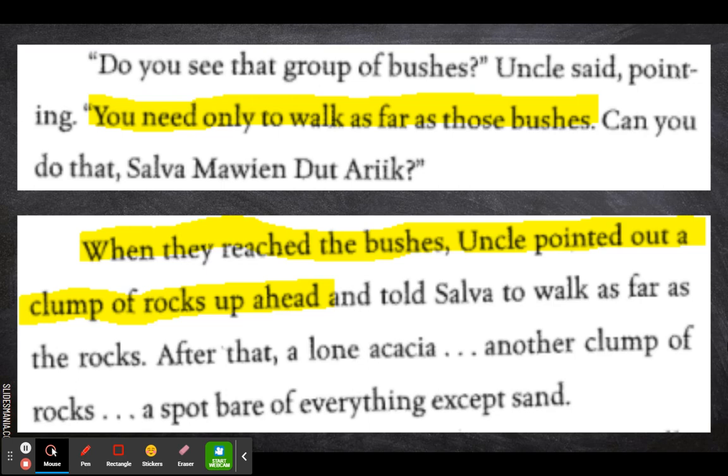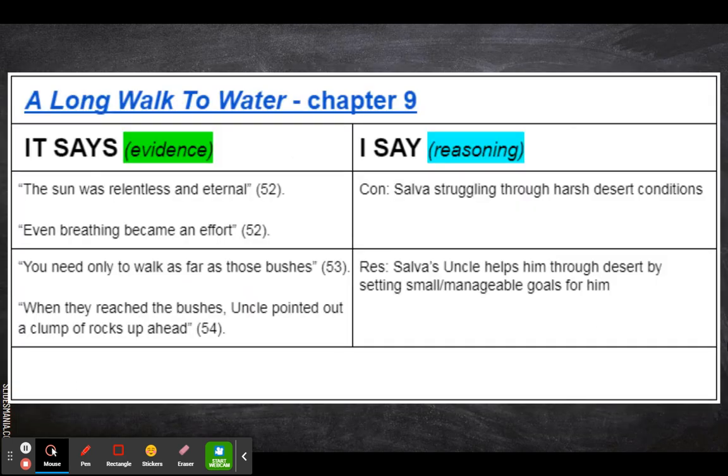Okay, but then we see how the conflict is resolved or addressed. His uncle encourages him by setting small goals along the way. He says things like, hey, can you just make it to those bushes over there? Those aren't that far. He gets to the bushes, and then his uncle says, oh, can you make it to those rocks? So on until he gets through the desert. That's my resolution note. See it on the right. Salva's uncle helps him through the desert by setting small or manageable goals.